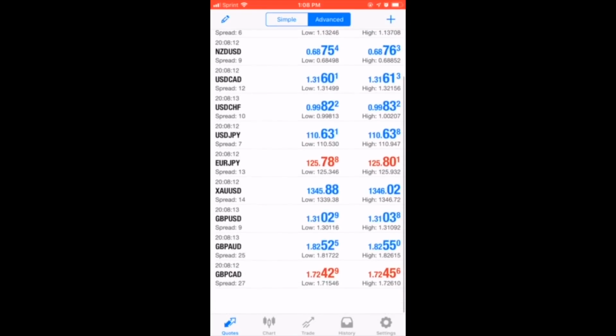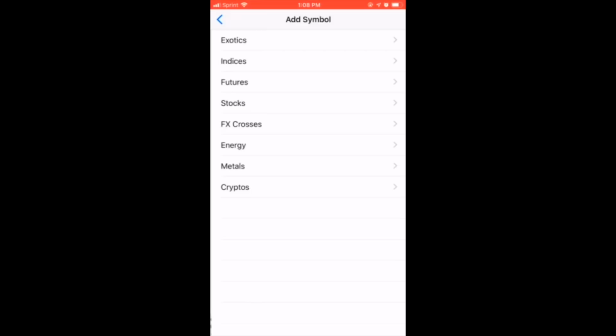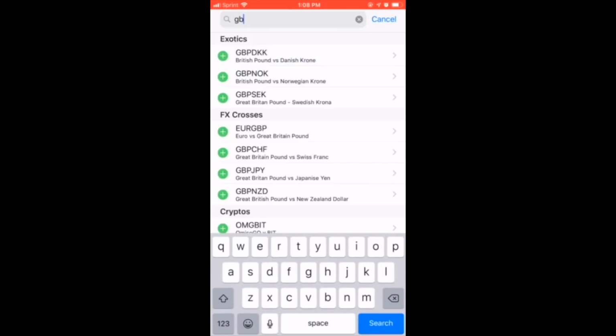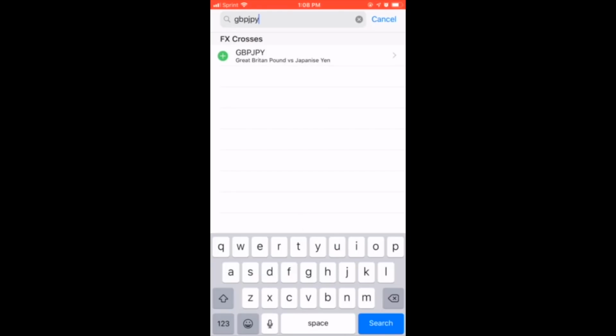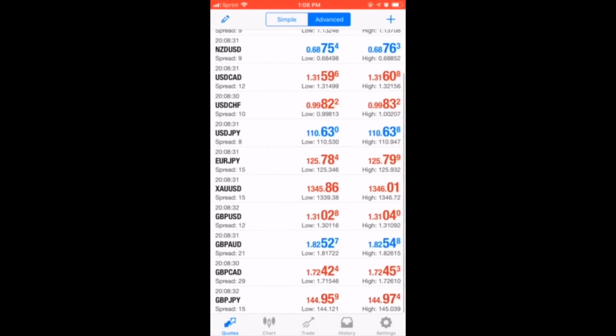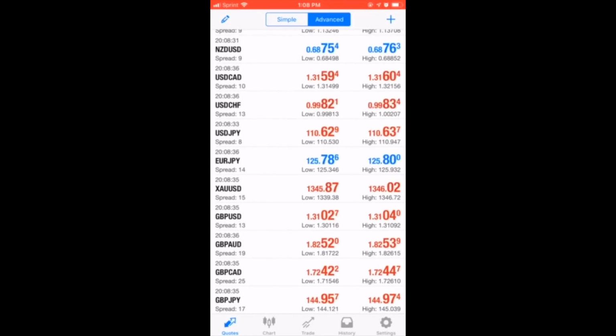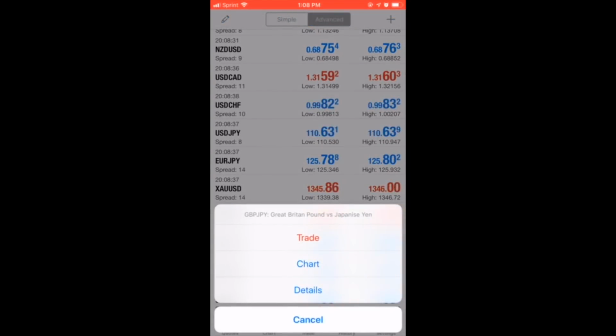So we're going to press the arrow at the top right corner. We're going to pull this screen down and type in the pair that we're searching for, GBP JPY. We're going to press that green arrow, add it to our screen, press cancel, go back. It should be right there at the bottom. So you see the GBP JPY at the bottom of our list. Press it and click trade.